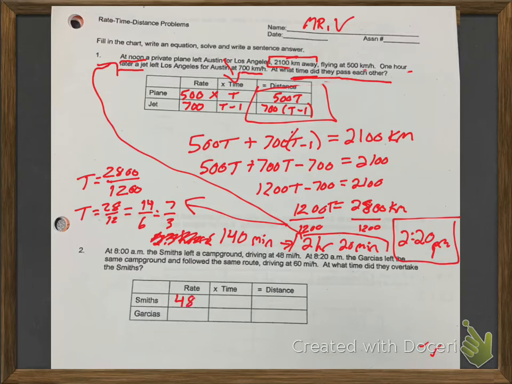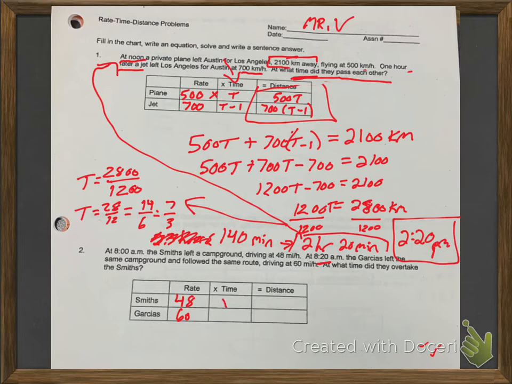Let's look for what the Garcias' rate is. So the Garcias left the same campground and followed the same route, driving 60 miles an hour. At what time did they overtake the Smiths? So the other piece of information is that we don't know how long it's taking them, right? All we know is that they left 20 minutes later.